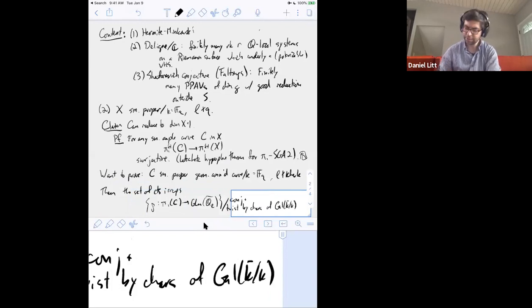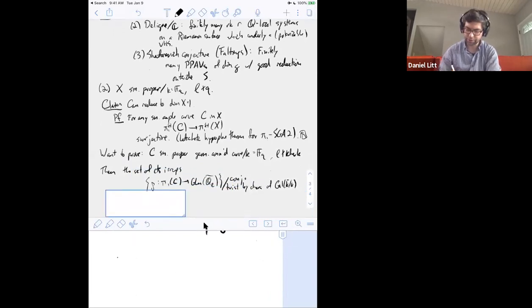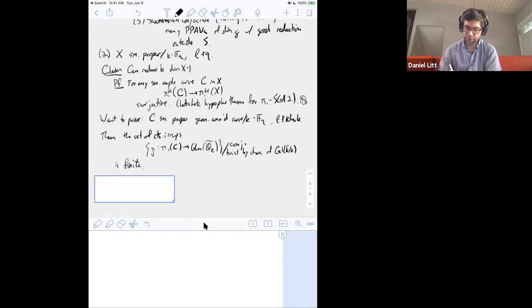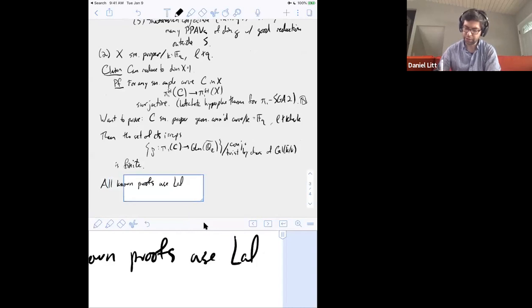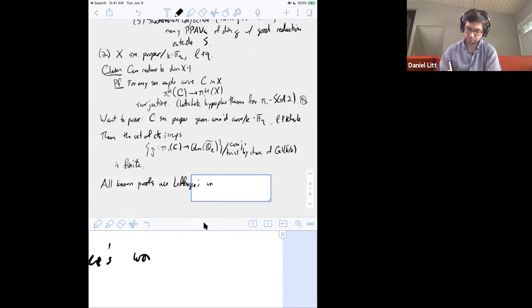So this is some set, and we want to show that the set is finite. Okay, so there are, I think, two proofs of this fact. Both of them, so all known proofs, use Laforgue's work on the Langlands program, Langlands for function fields.